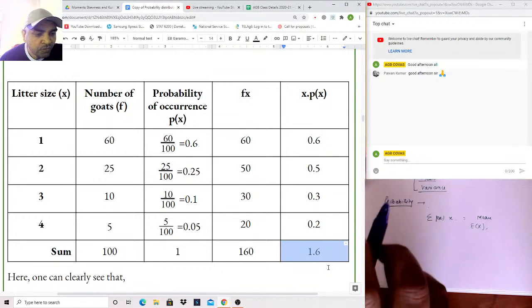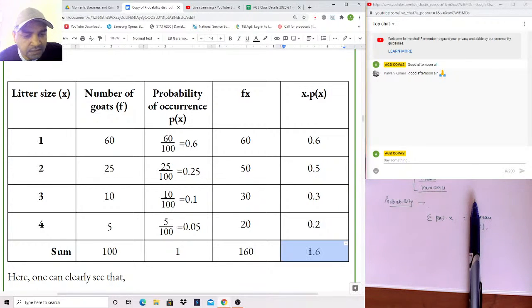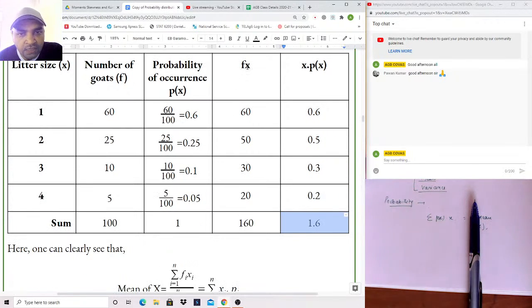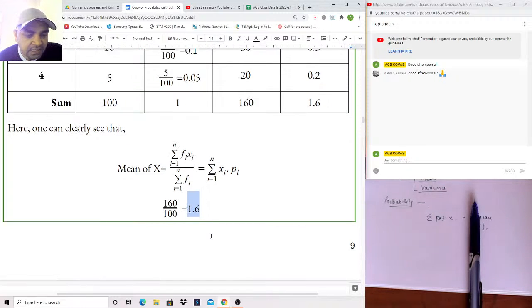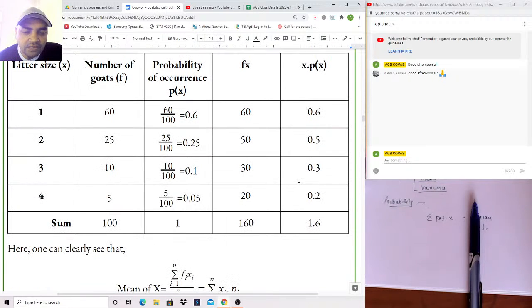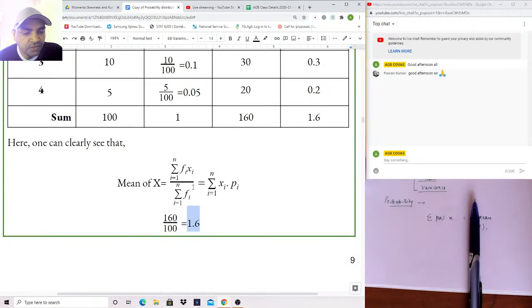Now we will compare this with our earlier formula also. This sigma fx is 160 and this sigma f is 100. So if we divide sigma fx with sigma f, we will again get 1.6, and the same is the answer we are getting with the new formula. So this is what it says: if you want to calculate the mean of a random variable, simply multiply the probabilities associated with each value, sum them up, and you will get the mean of that data.